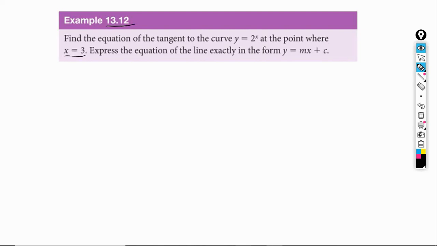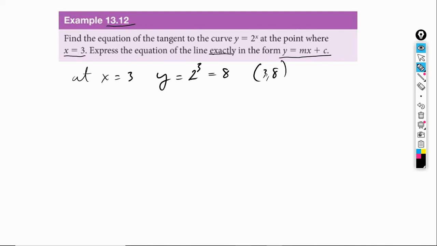Express the equation of the line exactly in the form y equals mx plus c. So here's the word exactly. Remember, that means no decimals. Okay, so the first thing I want to find is the point of tangency because they only give me the x coordinate. So at x equals 3, y is equal to 2 to the power of 3, which is 8. So that means that the point of tangency is (3, 8), and we will need to work with this.